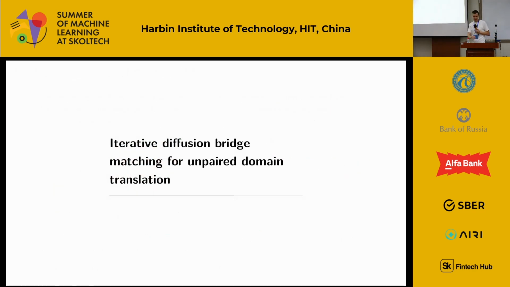Okay, so the final part of the lecture will be devoted to the following. We have discussed the paired setting, and how diffusion bridge models work in the paired setting. The question is, can these diffusion bridge models be generalized to work in the unpaired setting?